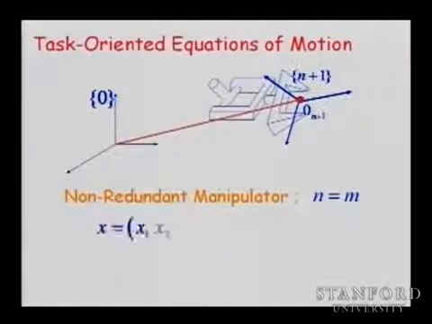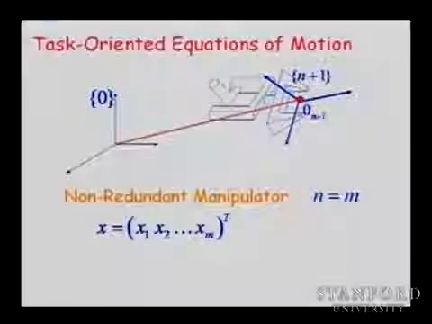And in the non-redundant case, you select a set of generalized coordinates, which are going to be your x, y, z, alpha, beta, gamma. If you have 6 degrees of freedom and an end effector with 6 degrees of freedom, basically what you're saying, instead of selecting q1, q2 to q6 as generalized coordinates, I'm going to select x1 to x6 as generalized coordinates. And then you write your equation of motion with respect to those coordinates.